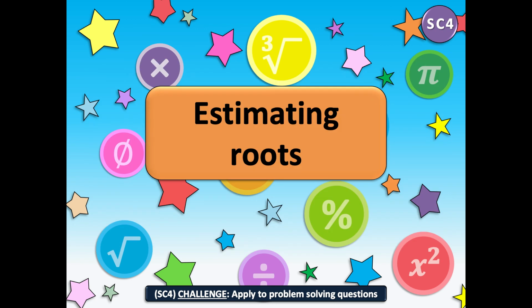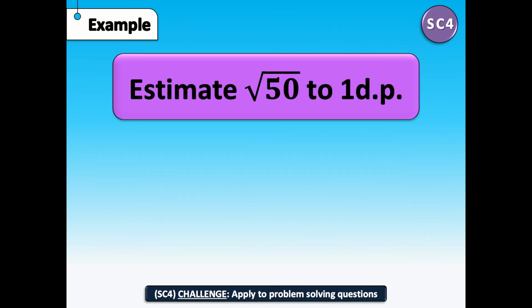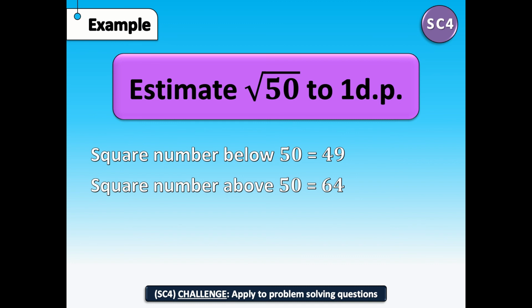So now we're going to have a look at estimating roots. So if we want to estimate the square root of 50 to one decimal place, we think of the square number that's below 50, so that's 49, and the square number above 50. Now it's 1 away from 49, and it's 14 away from 64. So it's going to be closer to the square root of 49 than it is to the square root of 64.